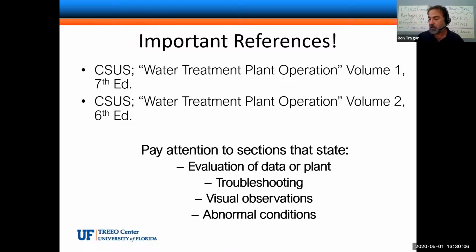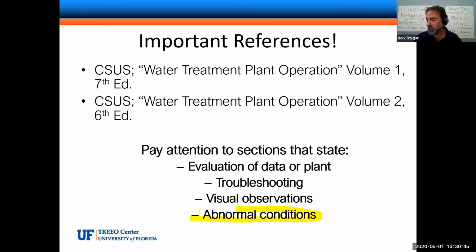It says here to pay attention to any section that has wording like evaluation of the plant or evaluation of the data that was collected, evaluation of jar testing data, troubleshooting. Obviously, if you see troubleshooting charts in any of the process sections, you definitely want to check troubleshooting. Visual observations are essentially like in the sedimentation tank chapter, when they talk about settling tanks and visual observations in the flocculation process. Those are definitely areas to study.